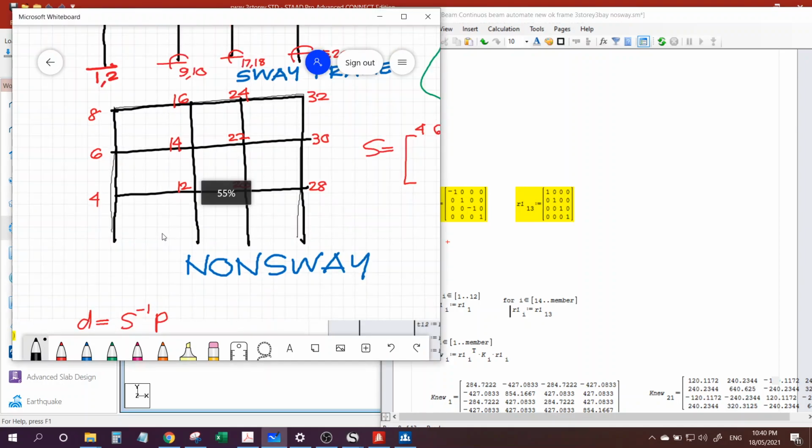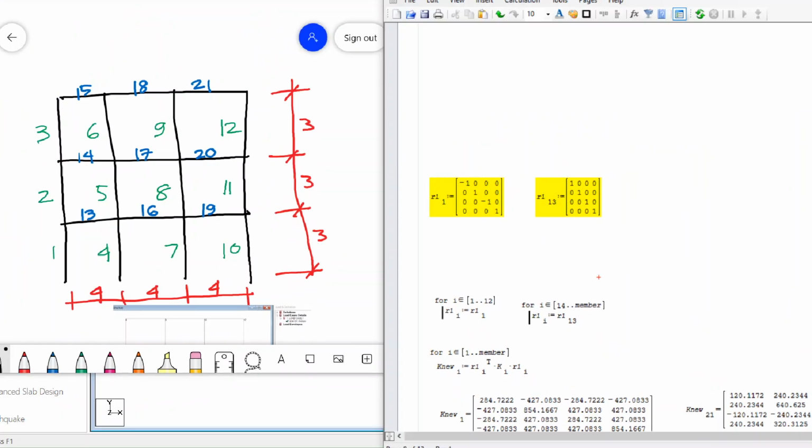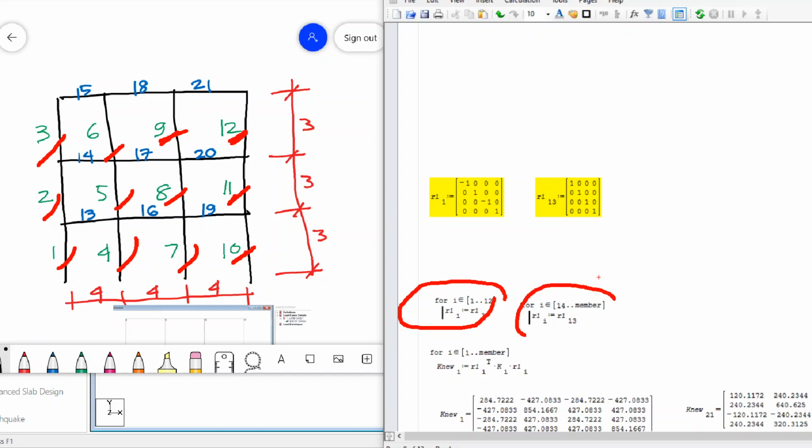That's why you should have a prepared picture or a diagram indicating the member numbers. So I have, that means member 1 to 12 are all columns. So you should organize your code such that all the columns will be numbered first, while member 13 all the way to 21 are all beams. Okay.